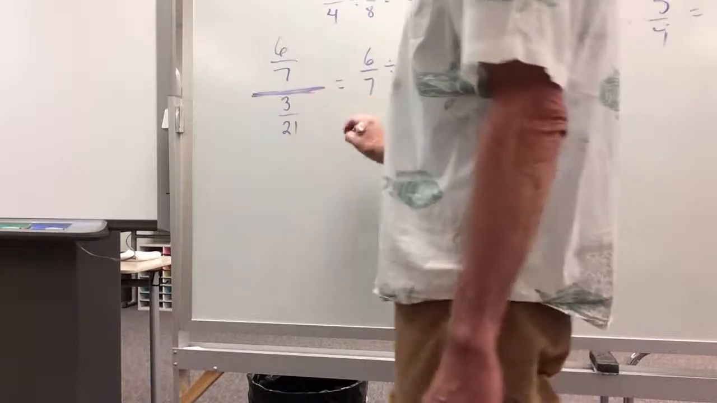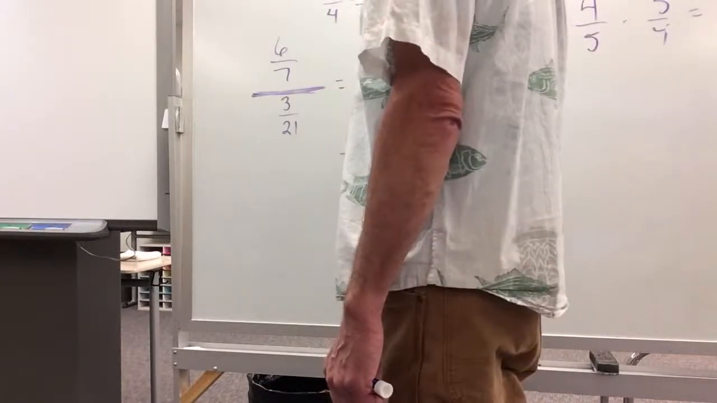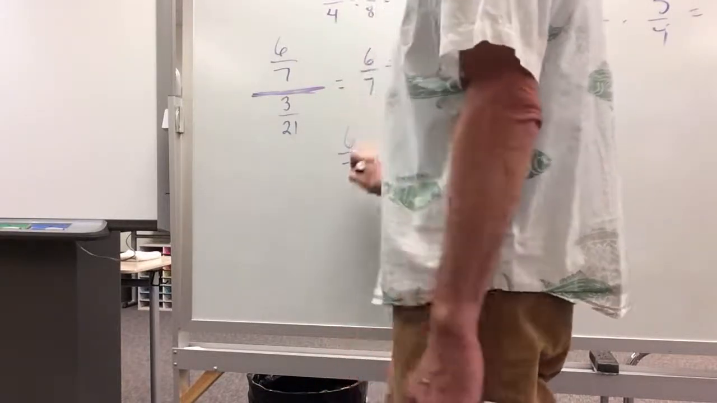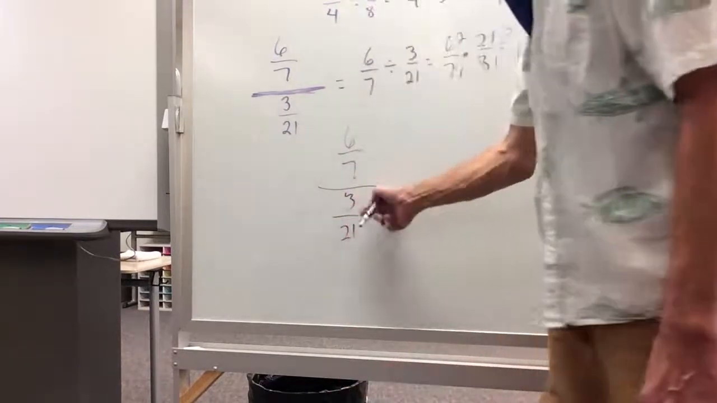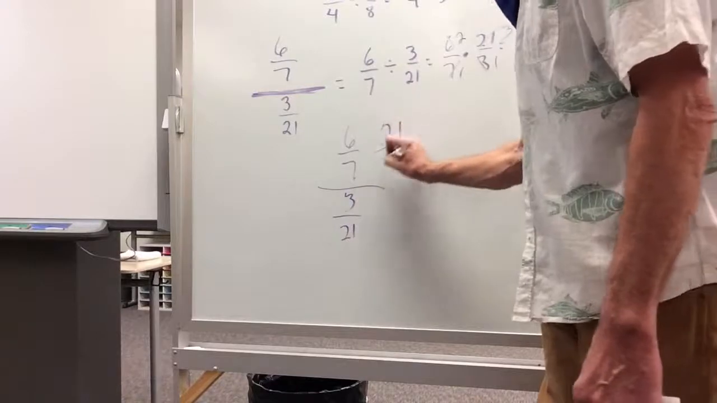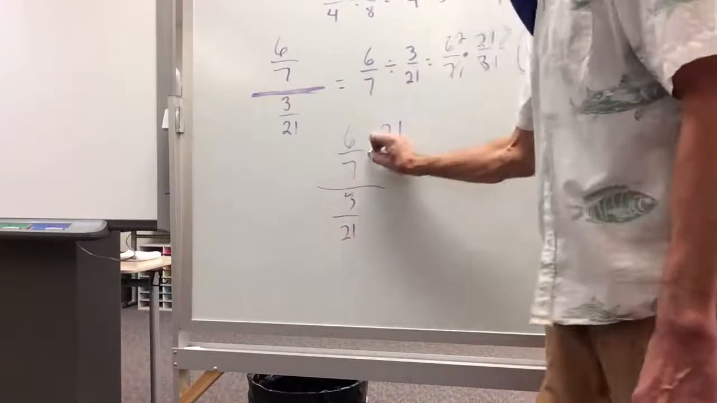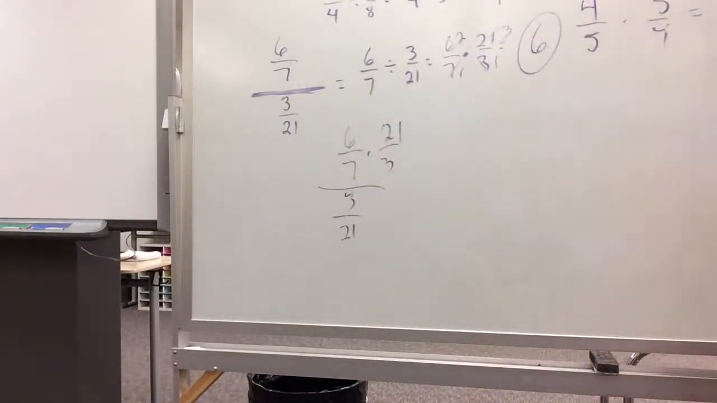Here's another thing you can do when you do this. And you have 3/21. You can just take this and bring it right up, 21/3, and put multiplication there. That's a quick way of showing the same thing. Simplify before you multiply. Definitely. Get in the habit of doing that. Makes your numbers easier to work with.